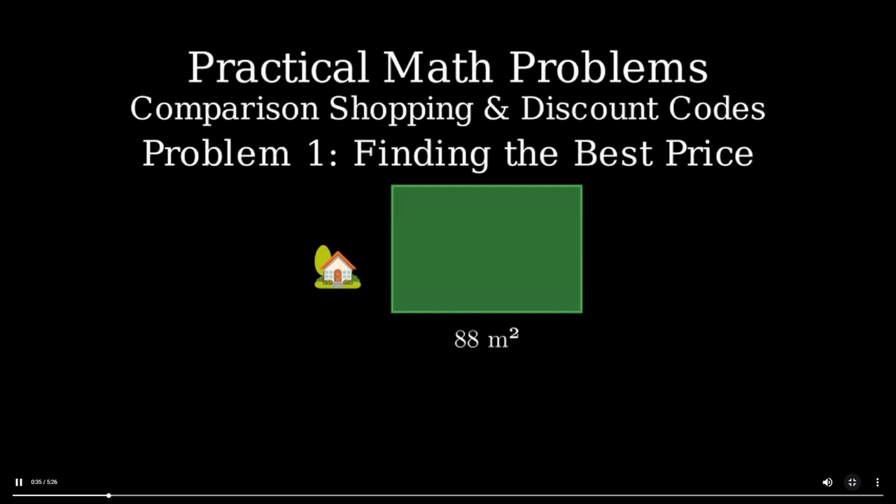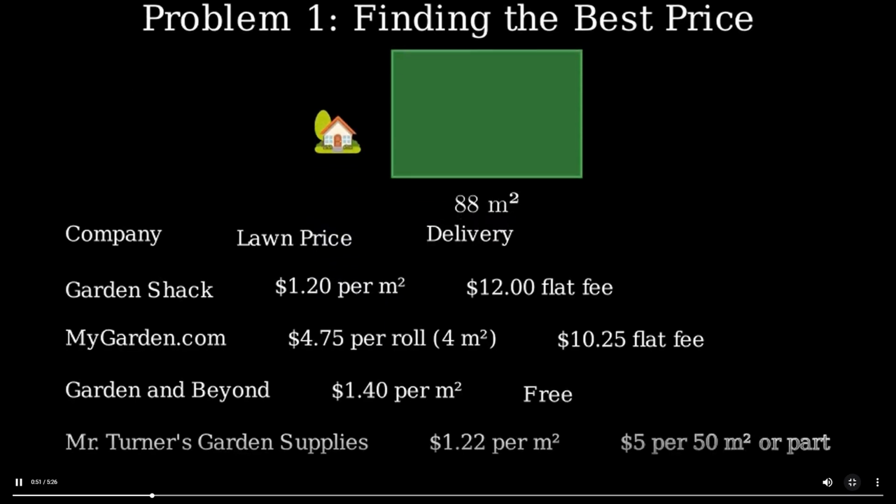MyGarden.com sells lawn in rolls, where each roll covers 4 square meters and costs $4.75, with a delivery charge of $10.25. Garden and Beyond charges $1.40 per square meter with free delivery. And finally, Mr. Turner's Garden Supplies charges $1.22 per square meter, with a delivery fee of $5 per 50 square meters or part thereof.